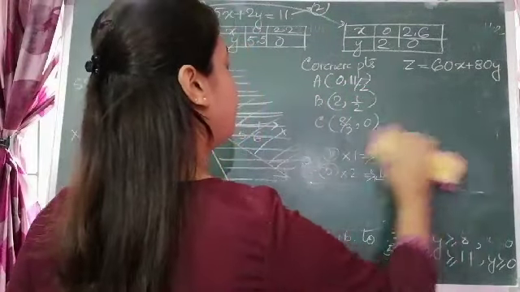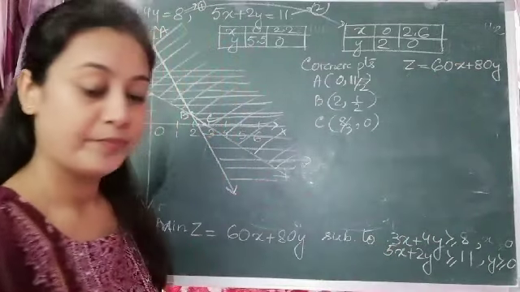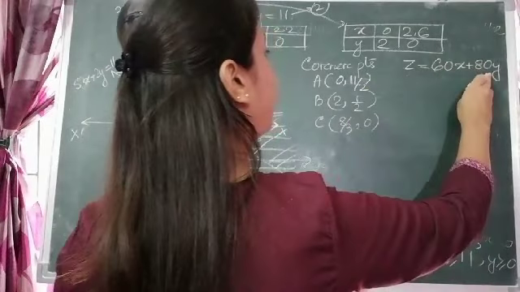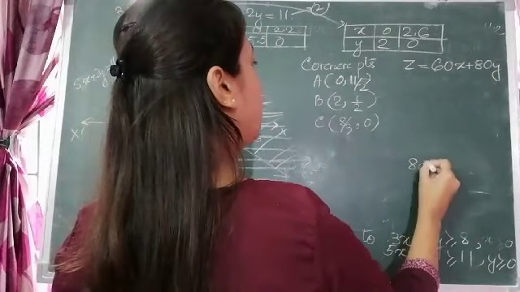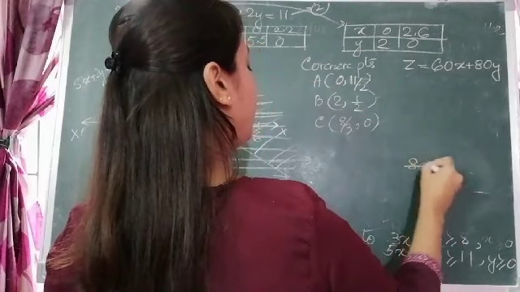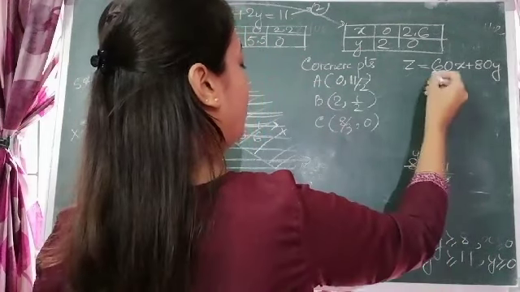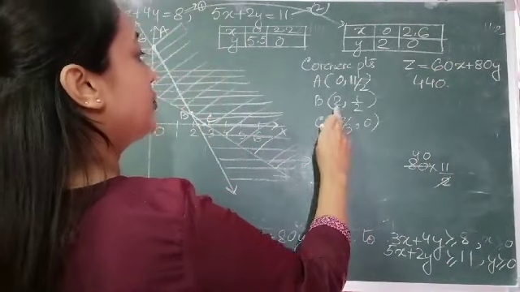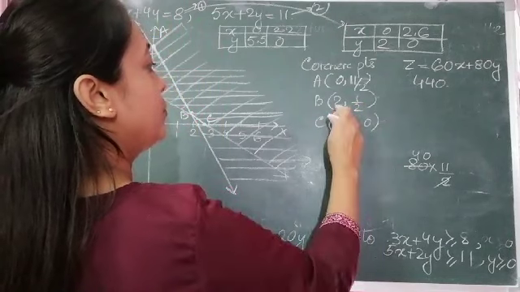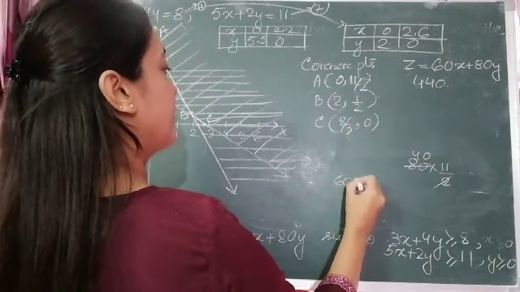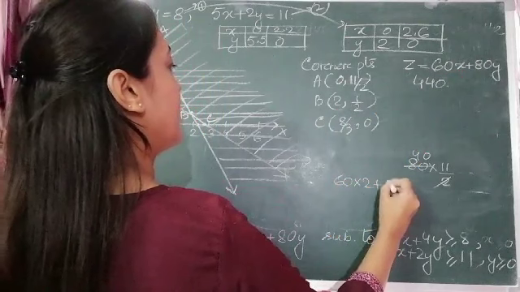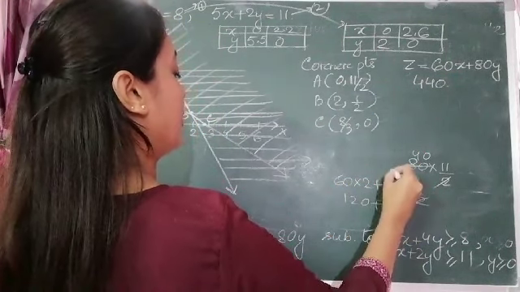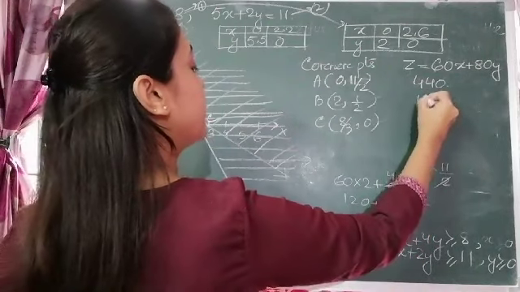Next, what will you do? You will substitute these values here and hence find out the minimum value of z. So if you put x equals 0, y equals 11 by 2, you'll get 80 into 11 by 2, that is equal to 440. Next, 2 into 1 by 2. So 2 is the value of x here. So 60 into 2 plus 80 into 1 by 2 will give you how much? 120 plus 40, that is equal to 160.